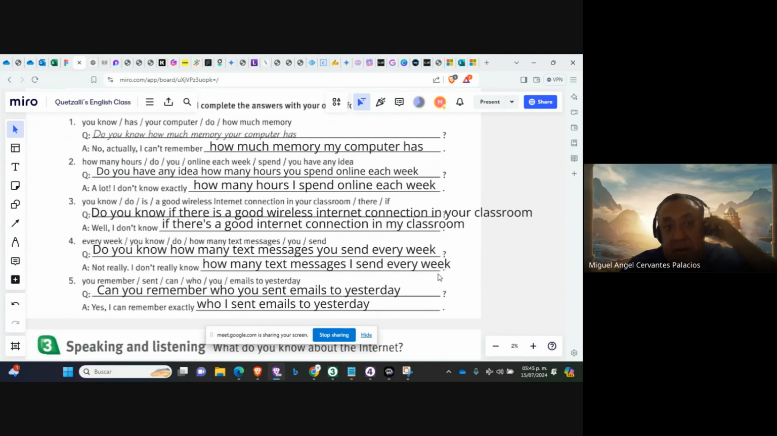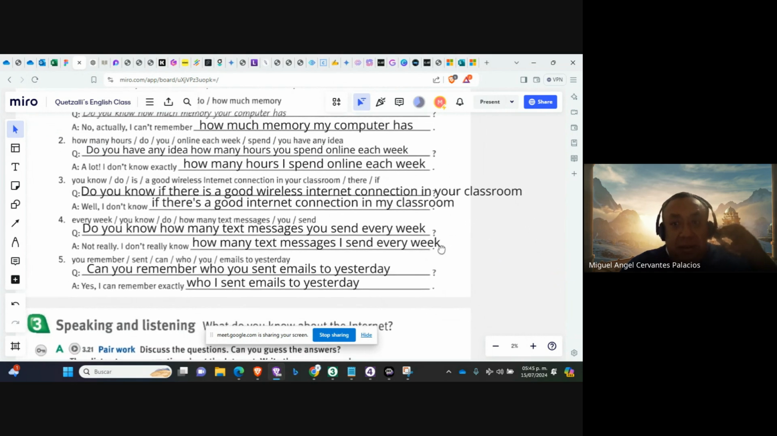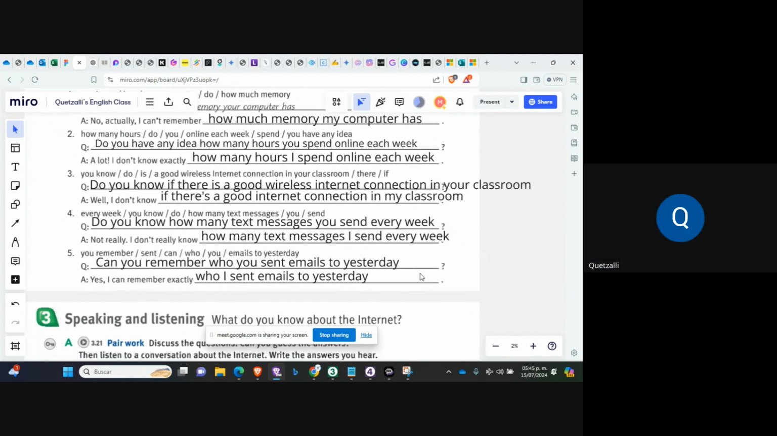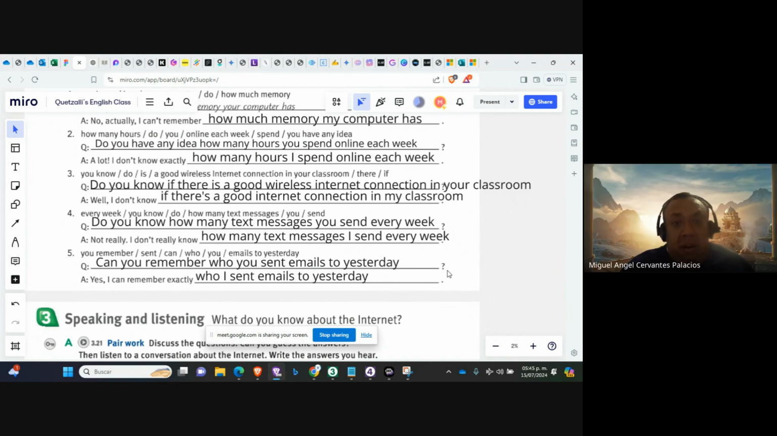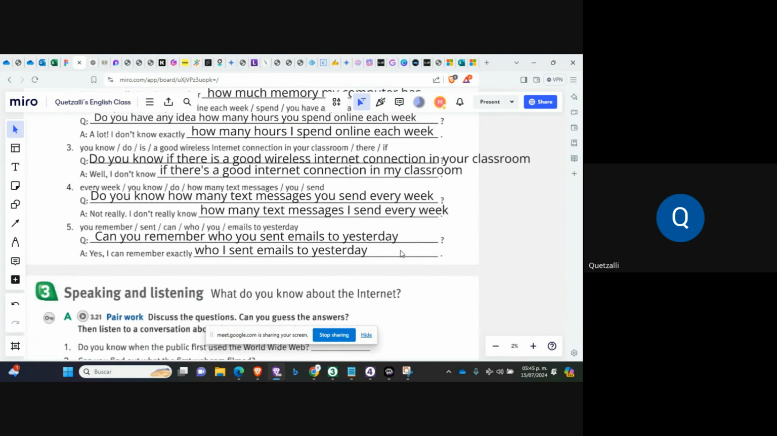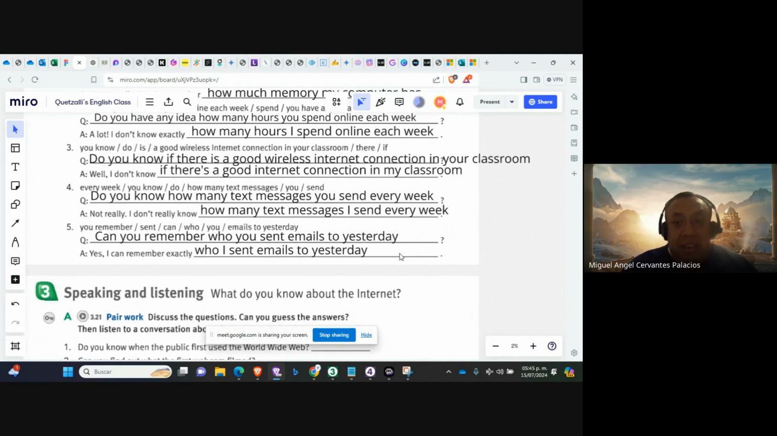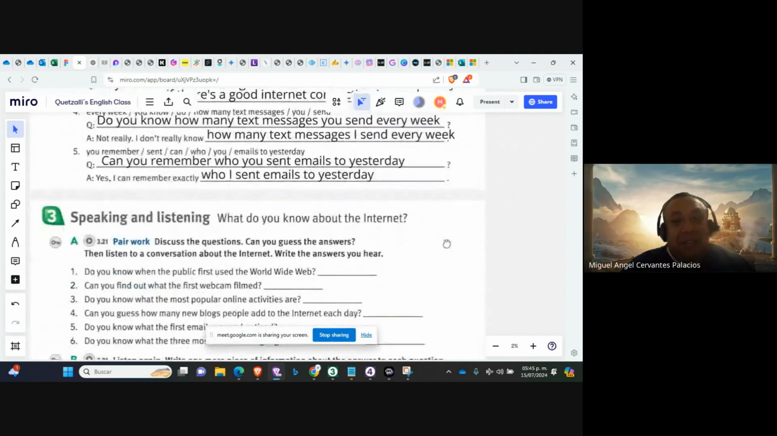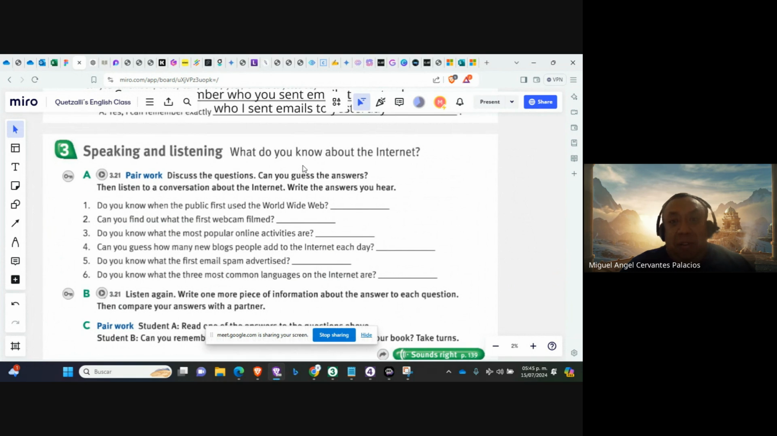Very good. Do you know if there is a good wireless internet connection in your classroom? Well, I don't know if there's a good internet connection in my classroom. Do you know how many text messages you send every week? Not really. I don't really know how many text messages I send every week. Can you remember who you sent emails to yesterday? Yes, I can remember exactly who I sent emails to yesterday. Excellent, excellent. Very good.